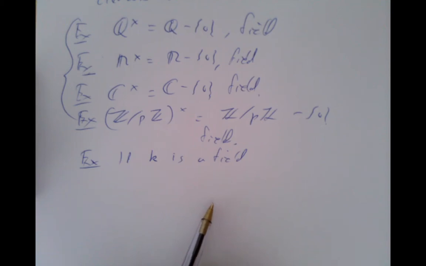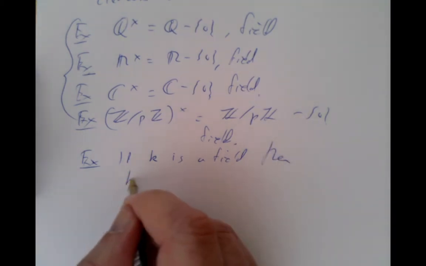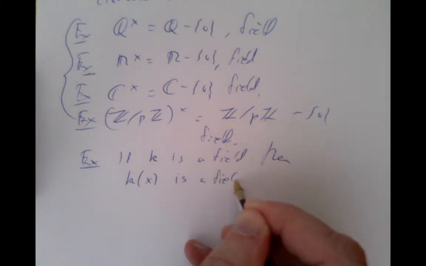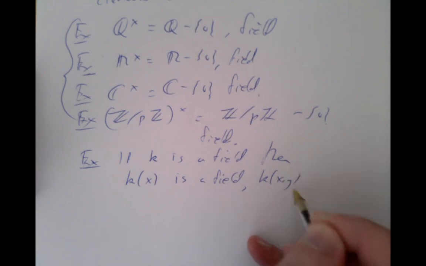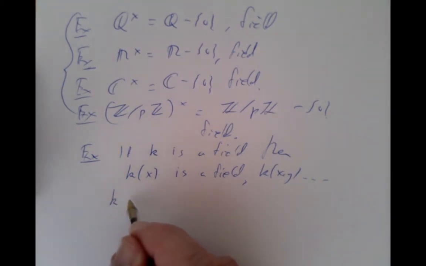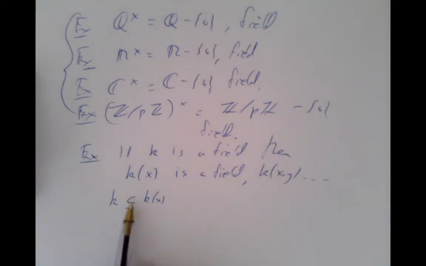If k is a field, then the rational functions over k is also a field. Or you could put in rational functions in two variables and so on and so forth, any number of variables. So that's a new construction from an old one that builds up bigger and bigger, more complicated fields. We'll put a lot of effort into thinking about how to construct new fields out of old. One particular observation here, though, is that k itself sits inside k of x, and it's not equal to k of x. In other words, these are the constants. The constant rational functions are exactly the constants.